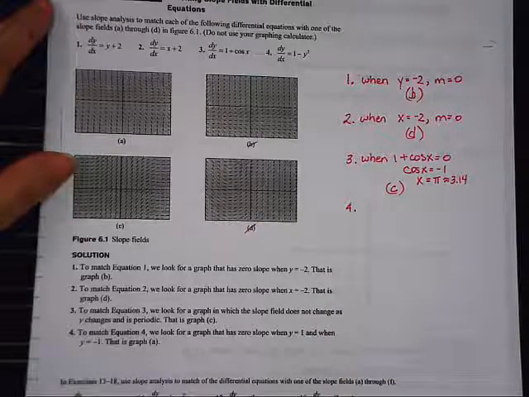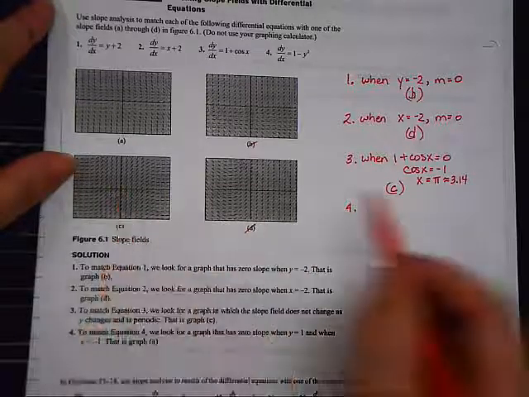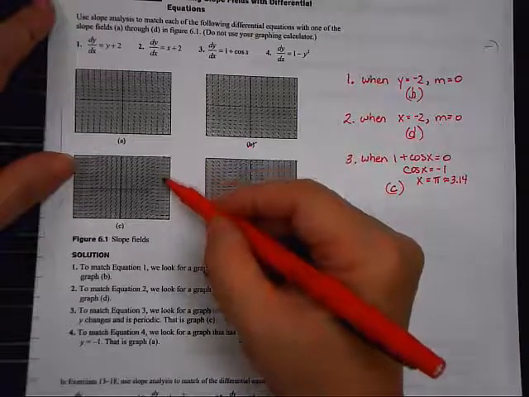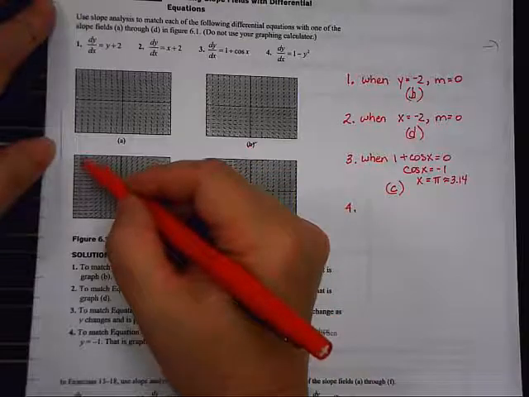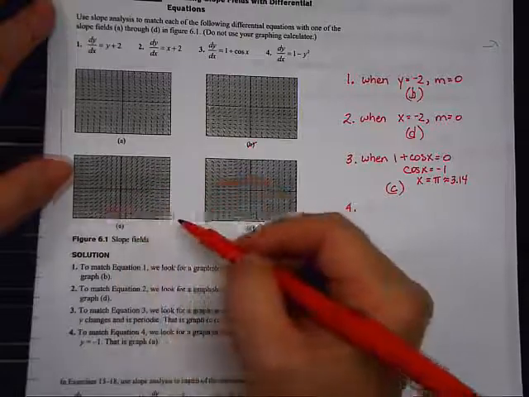Why is it C? Now, actually, it's not just pi, it's also negative pi. Do you agree with me? Do you notice that it's flattening right here, and it's also flattening way over here on the left? So it's going to be C.